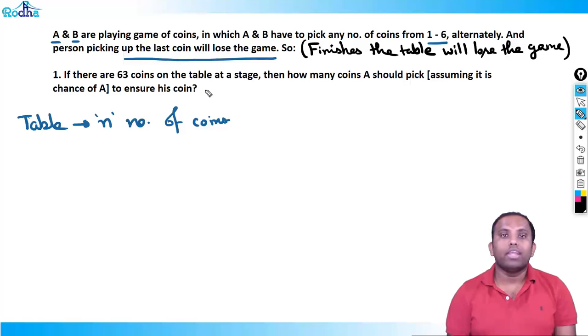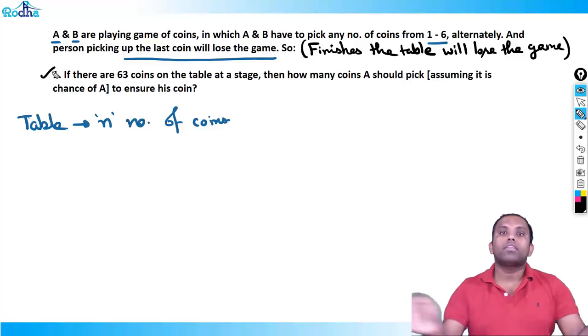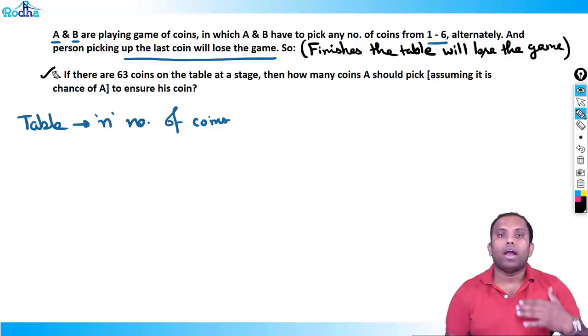So if there are n number of coins on the table, let's start. How to think now? This is very important: how to start thinking initially. If there are 63 coins on the table at a stage, how many coins should A pick, assuming it is the chance of A, to ensure his win? Is the question feasible?